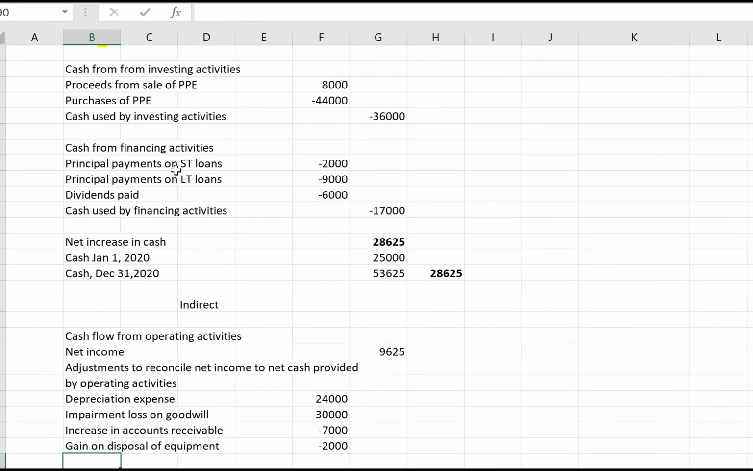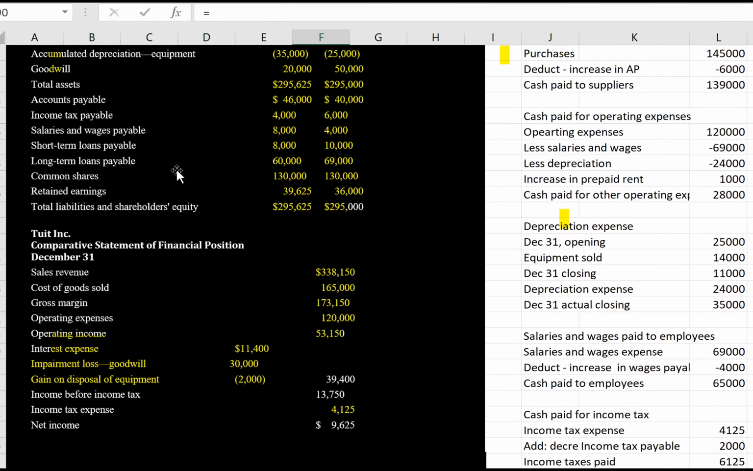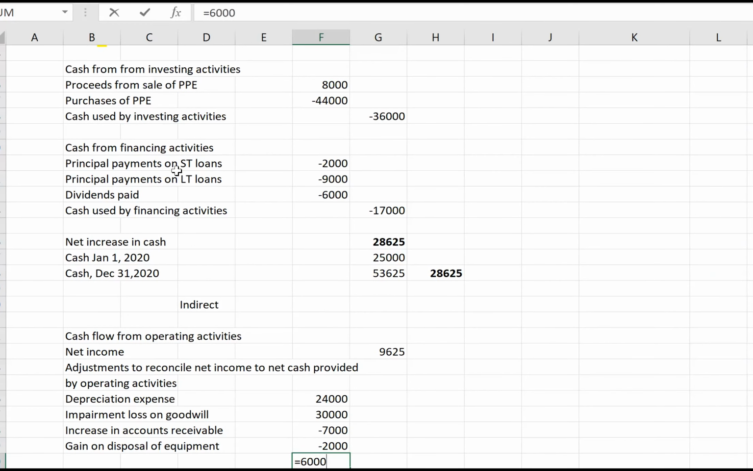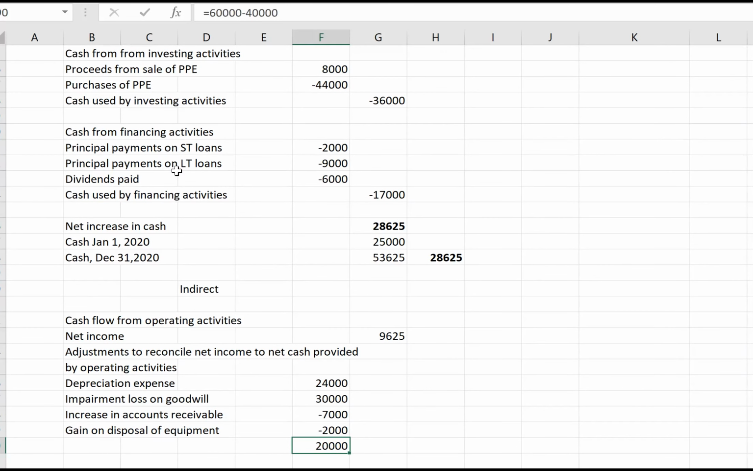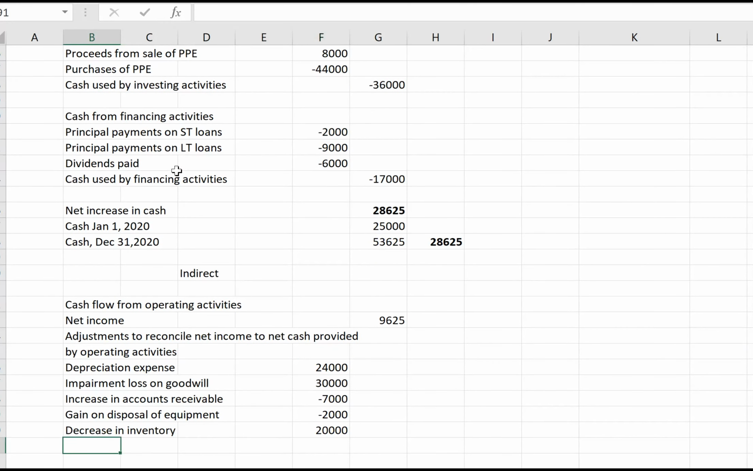So we're going to do inventory. So what happened with inventory? Did it go up or down? So inventory went from 60,000 to 40,000. So we use less cash for inventory. So we're going to add that back. It's good. Decrease in inventory, because we used that much less cash because our inventory went down. So in theory, we sold $20,000 of goods out of inventory that we didn't use cash for.